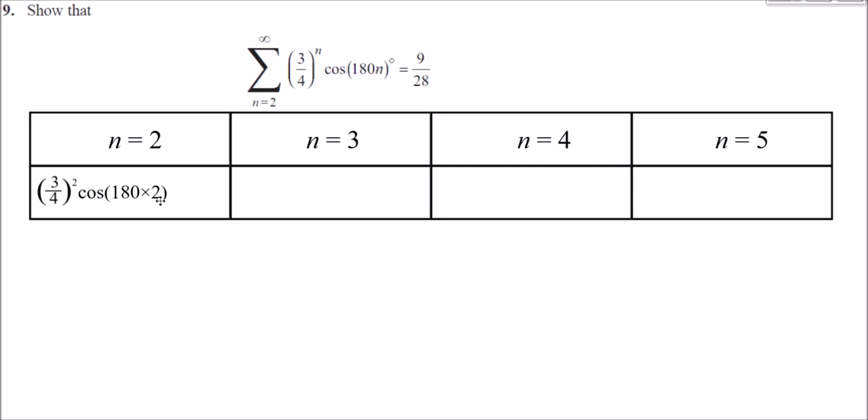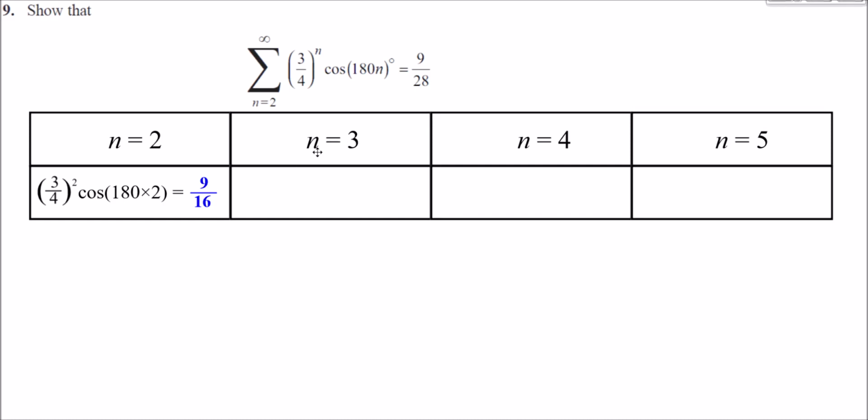If you try that on your calculator, you'd get 9 over 16. So essentially you get 3/4 all squared, which is 9 over 16. And cos of 360 is the same as cos of 0, and cos of 0 is 1. So it's just knowing the period of cosine, really. But if you don't, just manually on your calculator, when n is 2, you get 9 over 16.